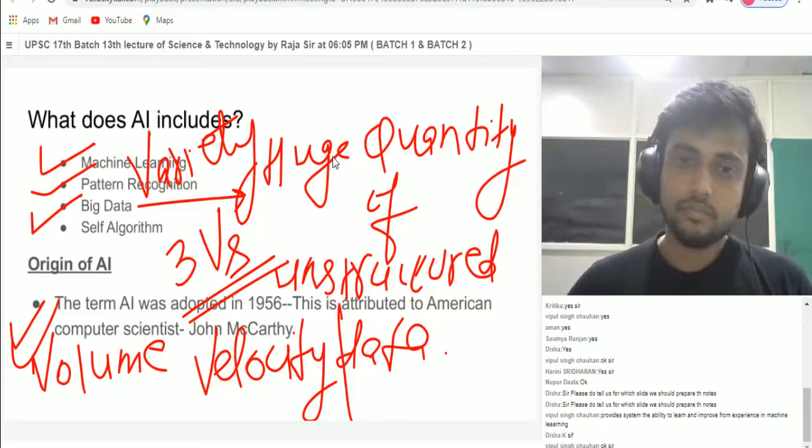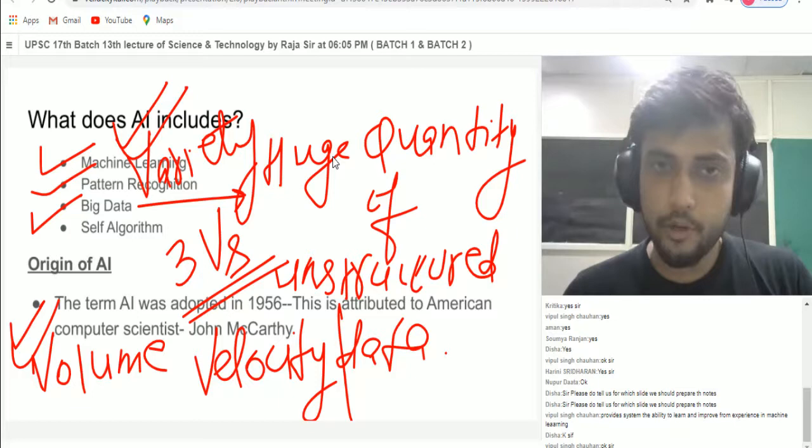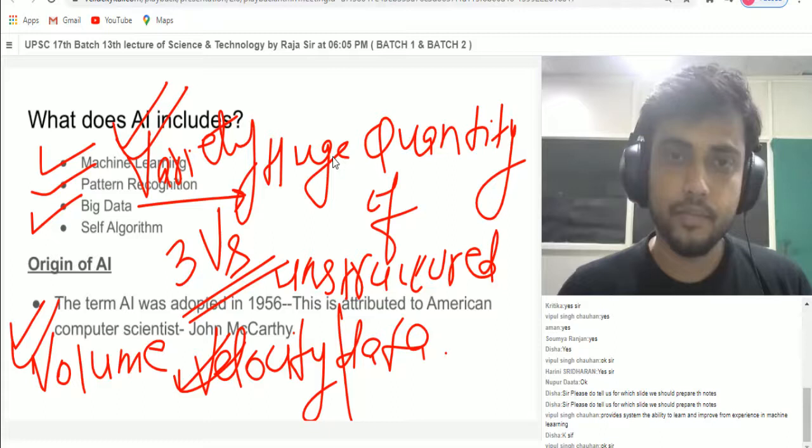So big data is characterized by three V's. One is the sheer volume of data. A huge volume of data is produced. The data is produced at a greater velocity. And there is a varied quantity of data, varied types of data.